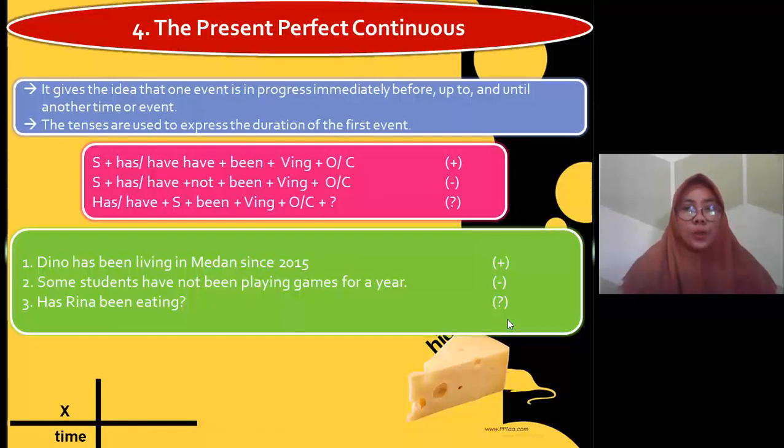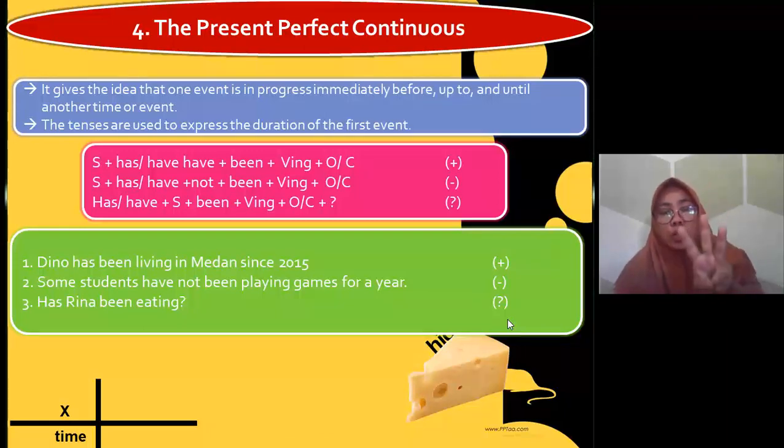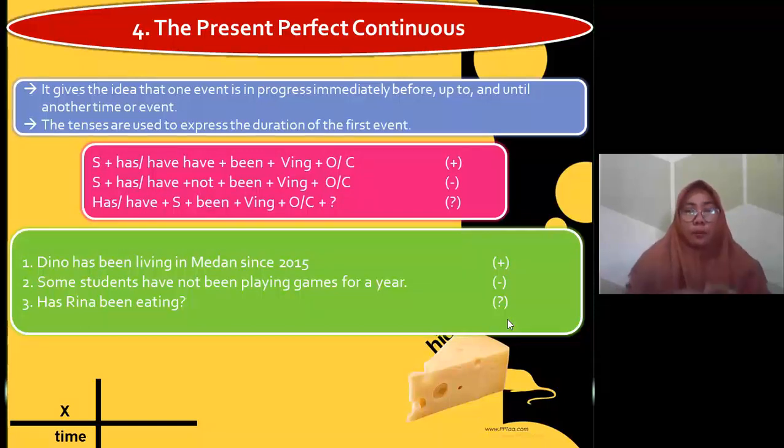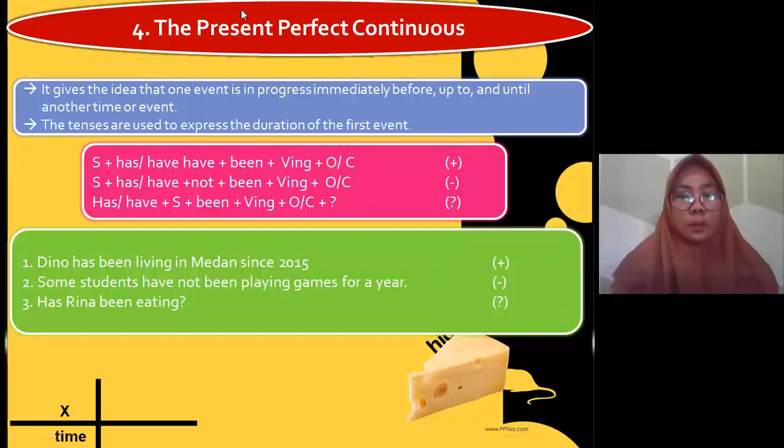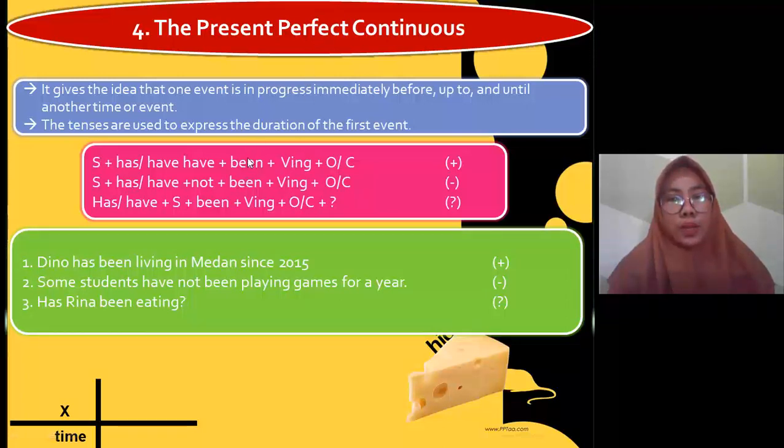The last of our material here is about the present perfect continuous. You try to match 3 kinds of tenses: present, perfect, and continuous. Present, we use has or have, and then perfect, plus verb 3. But because the verb here is for the continuous one, the verb is verb ing. So for the perfect here, you must change it into been.